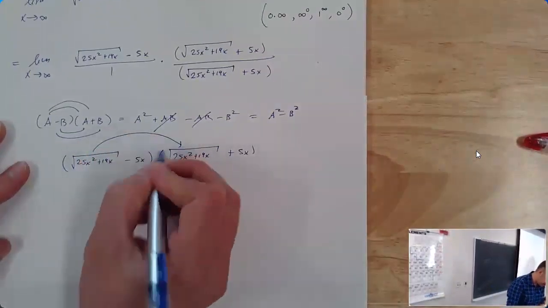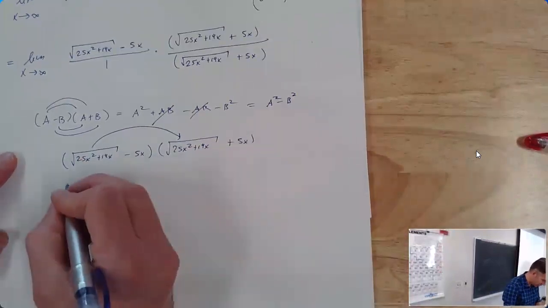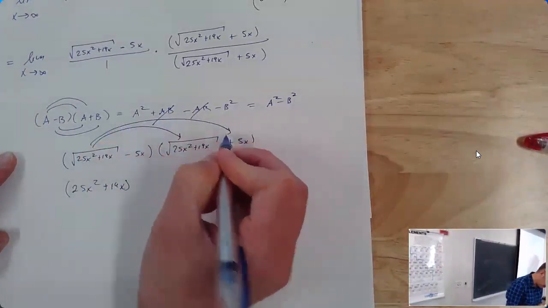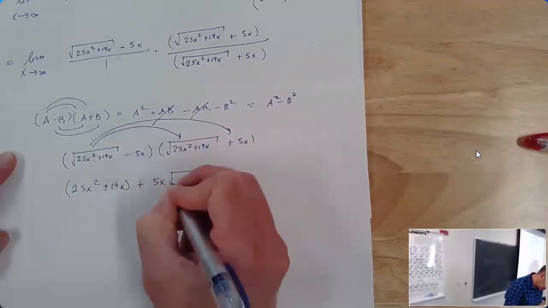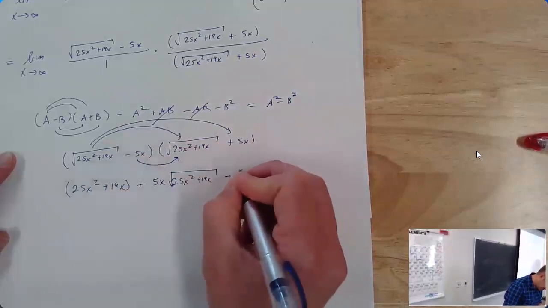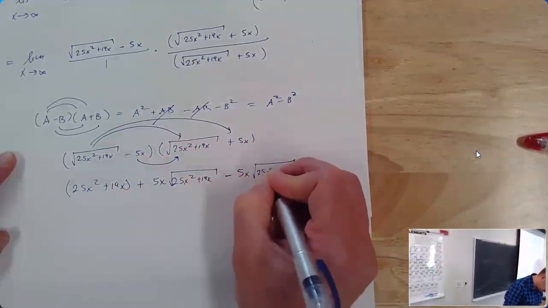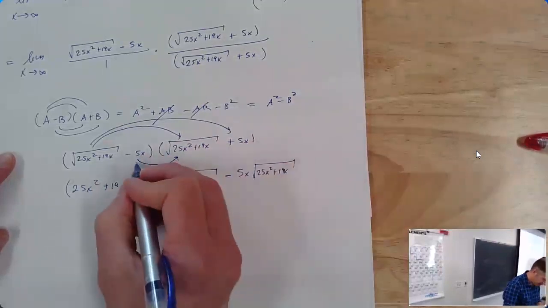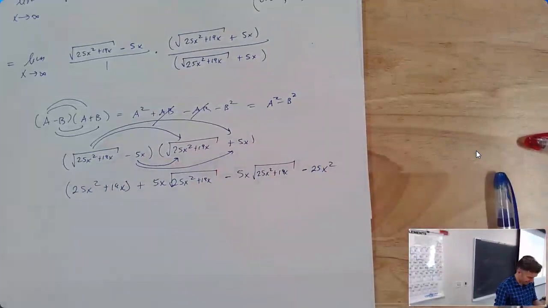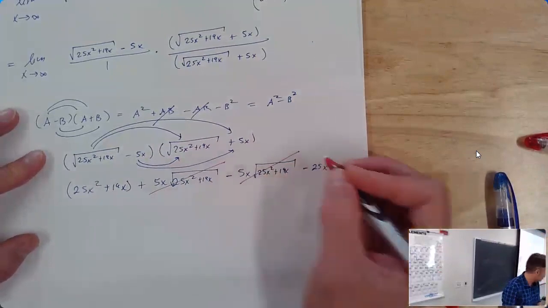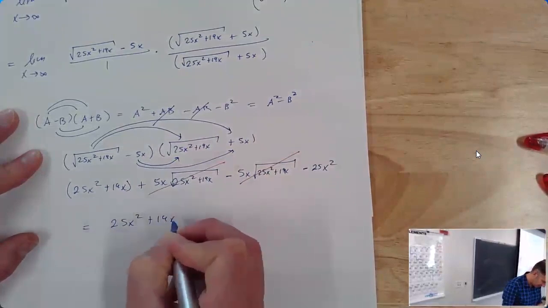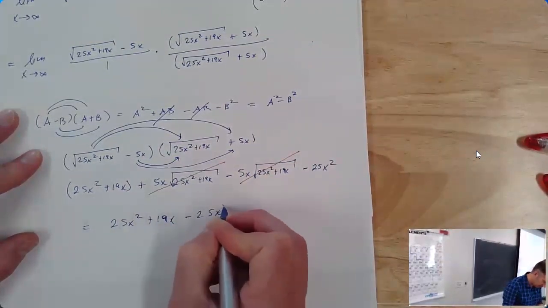So multiplying this by this, the square root of something times the square root of something is just the something. And then this times that is going to be plus 5x times the square root of 25x squared plus 19x. And then this times that is going to be minus 5x times the square root of 25x squared plus 19x. And then finally, minus 5x times positive 5x is minus 25x squared. And look, I get exactly what I thought I got. This minus this is going to be 0. And so I'm left with exactly 25x squared plus 19x minus 25x squared. And then those cancel.